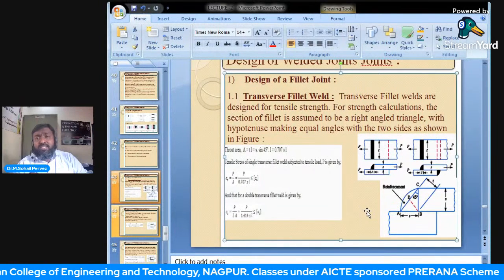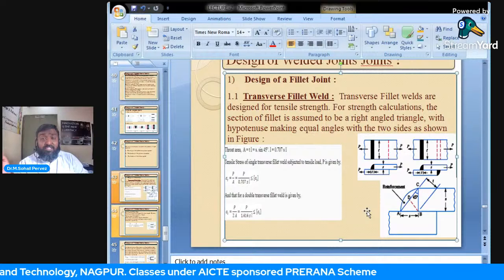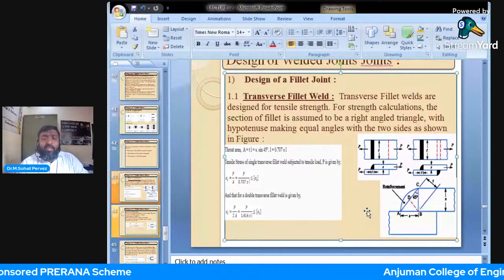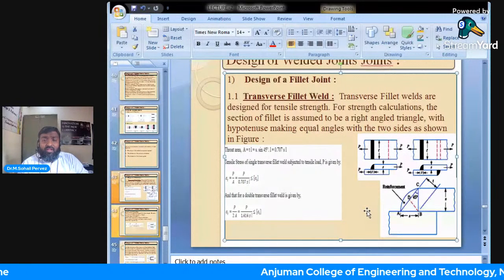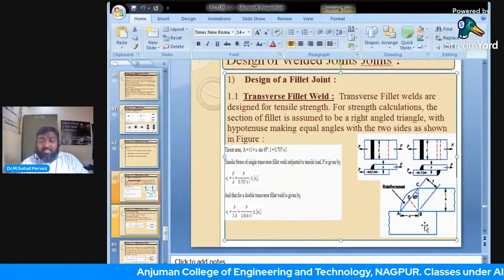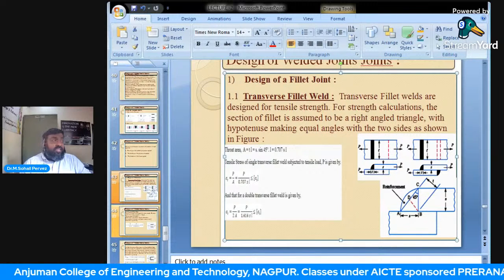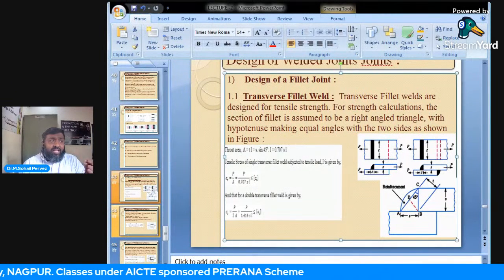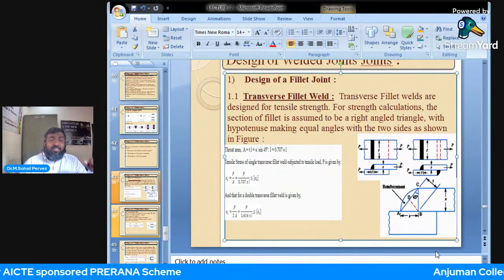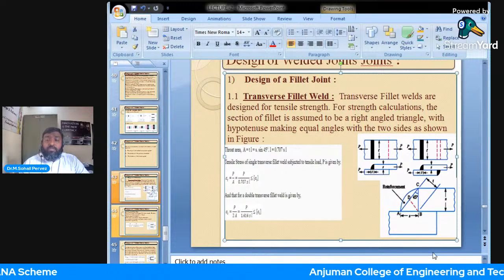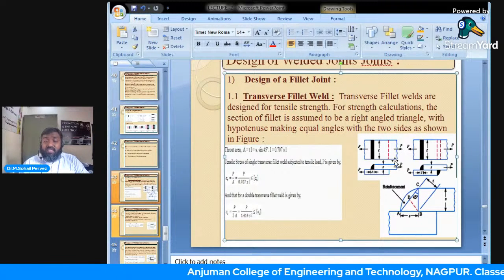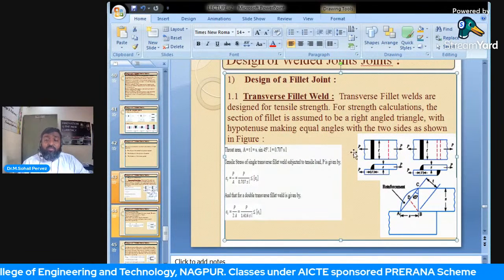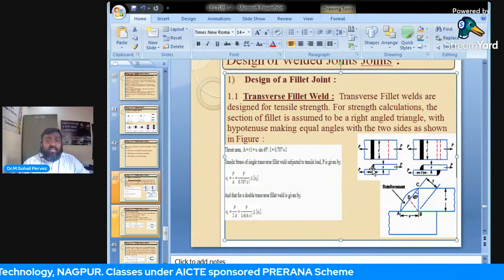And how much reinforcement is generally acceptable? Otherwise it would be a wastage of material. So 10 to 15% of reinforcement is admissible in all the cases. Now just look at this triangle ABC, where we want to calculate the most critical side or length so that we can save that side and the whole system will be saved from failure. Transverse fillet welds are designed for tensile strength. Obviously, this joint is for tensile strength. So it will be pulled along and the joint will be subjected to tension.